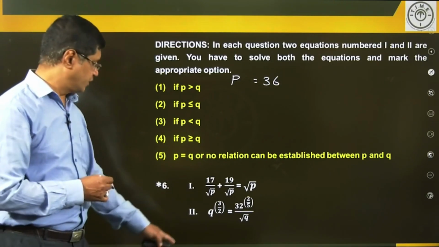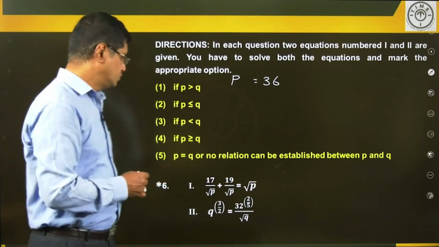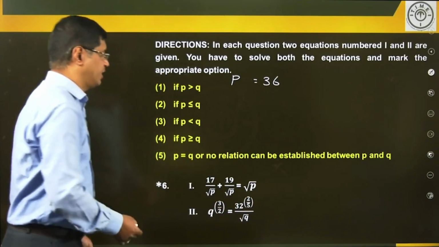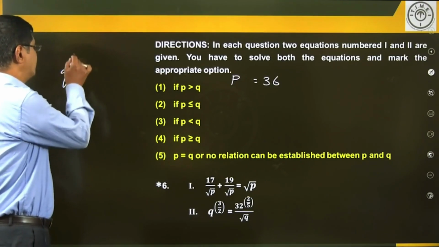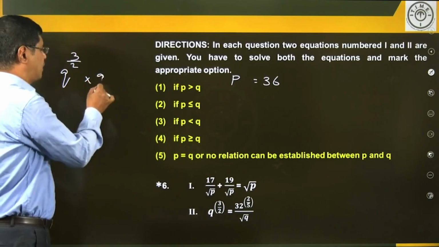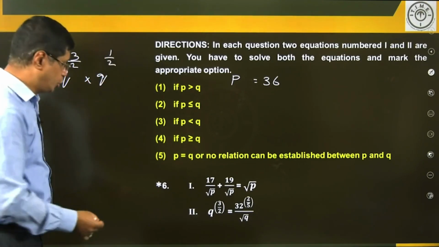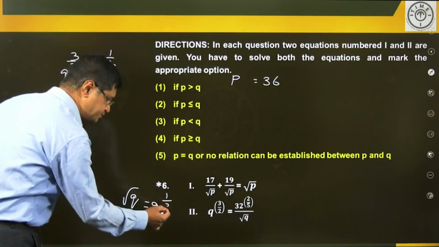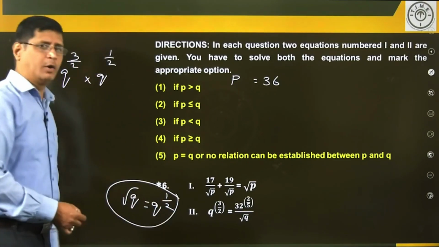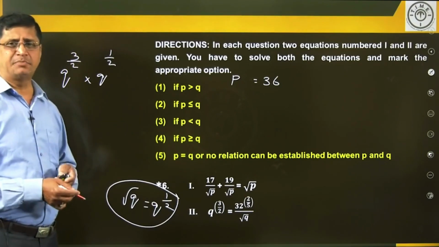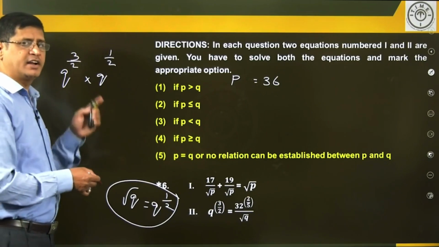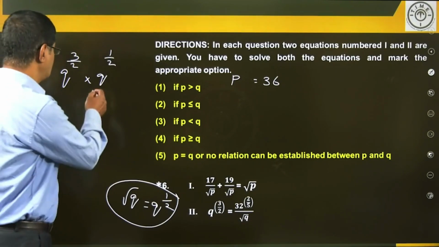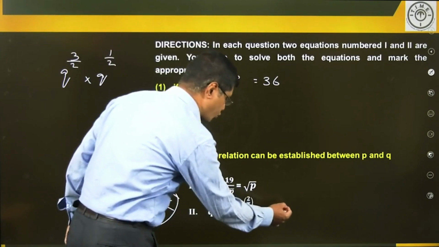What about the second quadratic equation? Q power 3 by 2 and 32 power 2 by 5 by root Q. By doing cross multiplication, Q power 3 by 2 into Q power 1 by 2. What do you mean by root Q? Root Q means Q power 1 by 2. Now, when the bases are same, we can add the powers. What will you get? 3 by 2 means 1 and a half, 1 and a half plus half, that is 2. So, Q square.